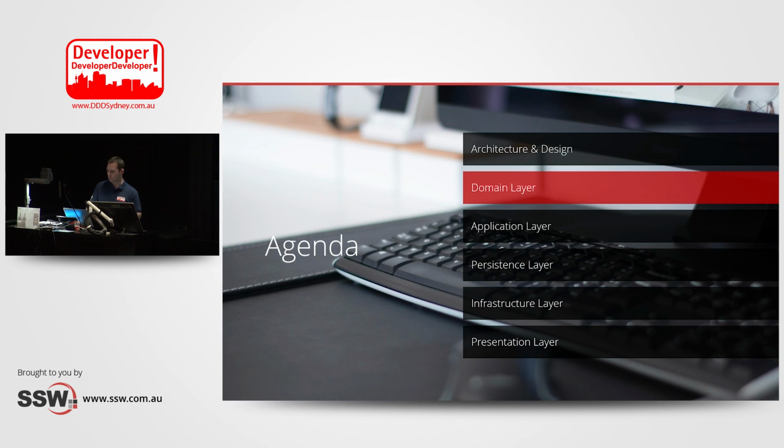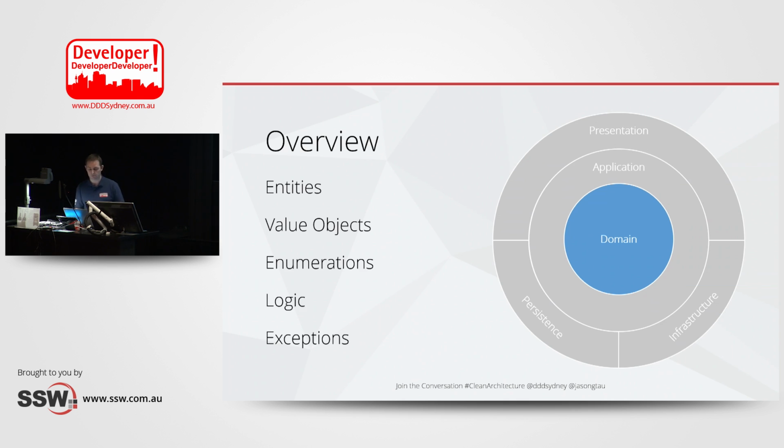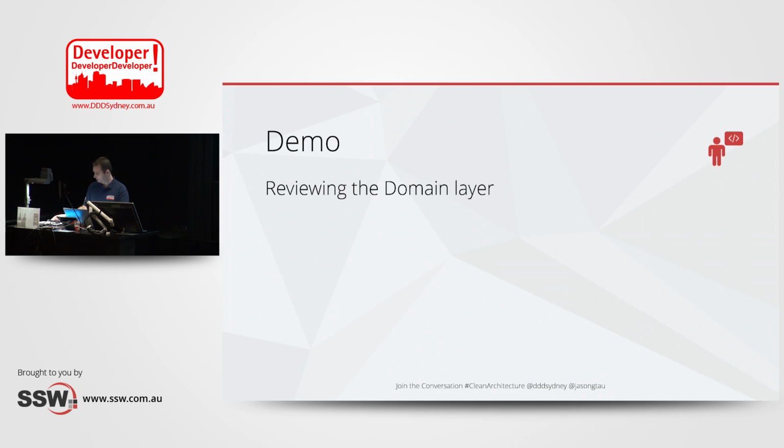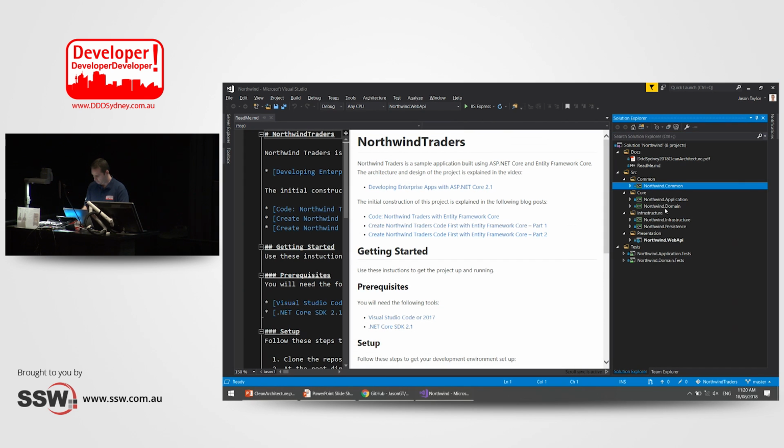So let's have a look at the domain layer. The domain layer sits at the center, and what does it contain? Entities, value objects. We'll have a look at some value objects, enumerations, logic, and exceptions, so custom domain exceptions. So I want to dive in a little bit there. Okay, so domain.